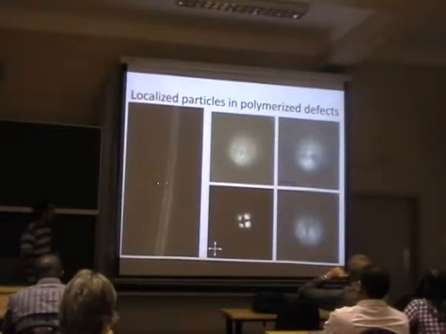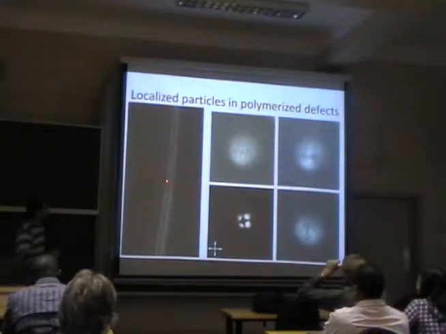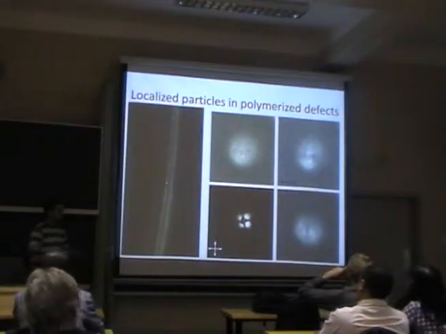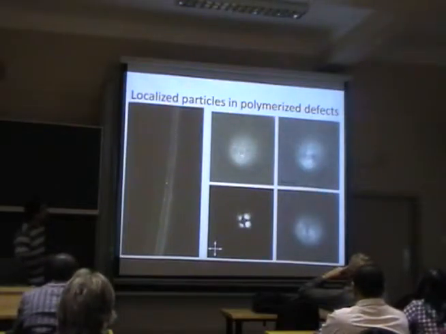Here's an example of a line defect, and here's a gold nanoparticle localized along the isotropic core of this twist disclination. And here's a tauron where one of the point defects has split into a loop of half-integer disclination, and it's decorated with nanoparticles.